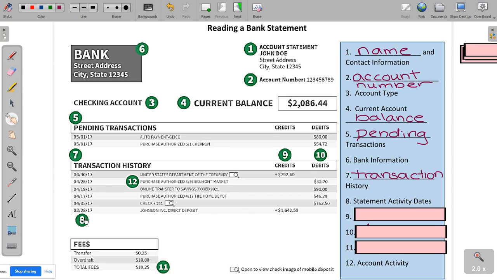Then right through here within your transaction history is going to be your activity dates. So when things were taken out. So a check was written on 4/30. And then let's see, a purchase was made on 4/17.